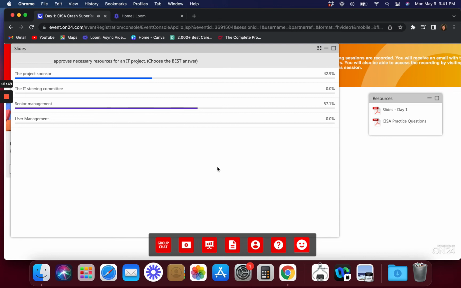And in this case, it turns out when it comes to approving necessary resources for an IT project, this is where it gets kind of weird, because in reality, it could be either one, because the project sponsor, oftentimes they won't pay for it unless they can approve it. But at the end of the day, the people who are supposed to be approving it are the senior management, not just the project sponsor itself.